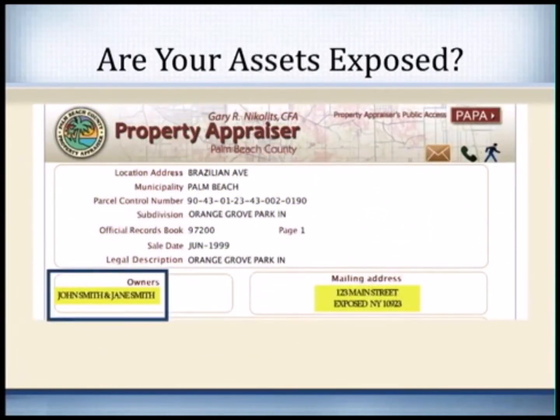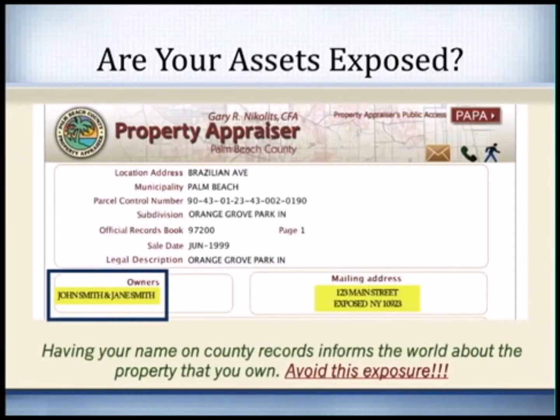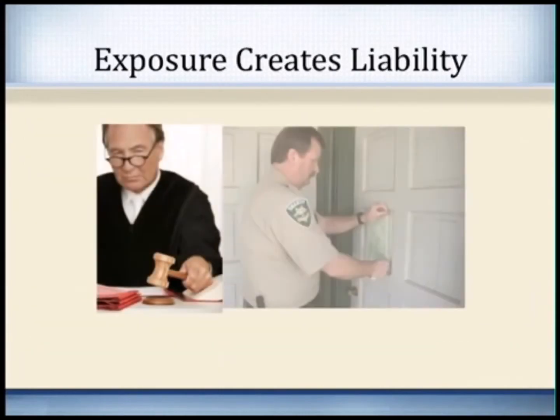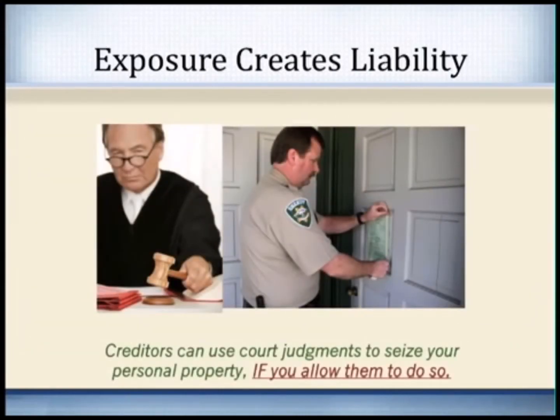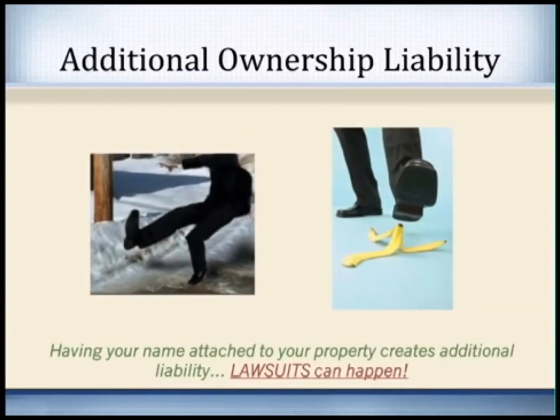Now, are your assets exposed? Well, let's look at John and Jane Smith. Here they've got their property on public domain along with their mailing address. Having this information out on county record informs the world about the property you own. You want to avoid this kind of exposure because exposure creates liability. Creditors can use court judgments to seize your personal property if you allow them to do so. The additional ownership liability that comes with having your name attached to properties can create additional lawsuits. Slip and fall, things like that.